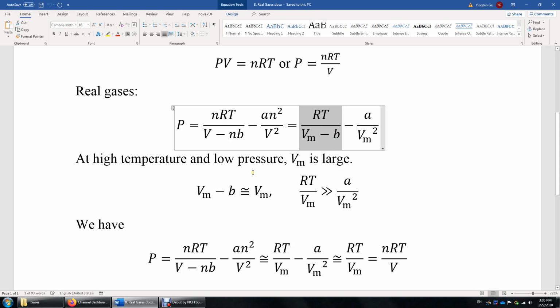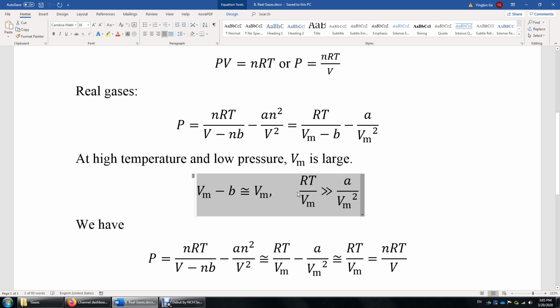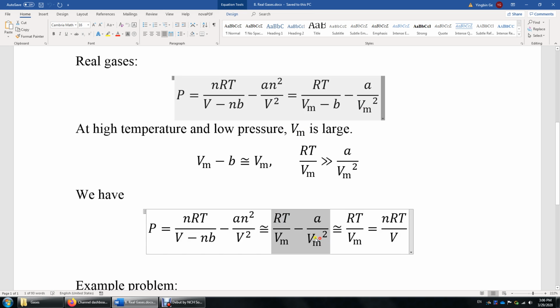So we can write out these two approximations here. Again, when temperature is high and pressure is low, Vm is huge, and then we say Vm minus B is roughly Vm. Another numerical example is this: 1 million minus 1 is roughly 1 million. Therefore, this pressure for the real gas can be approximated by just RT over Vm, minus A over Vm squared. So it's right here. Again, I simply assumed B is much smaller than the molar volume.